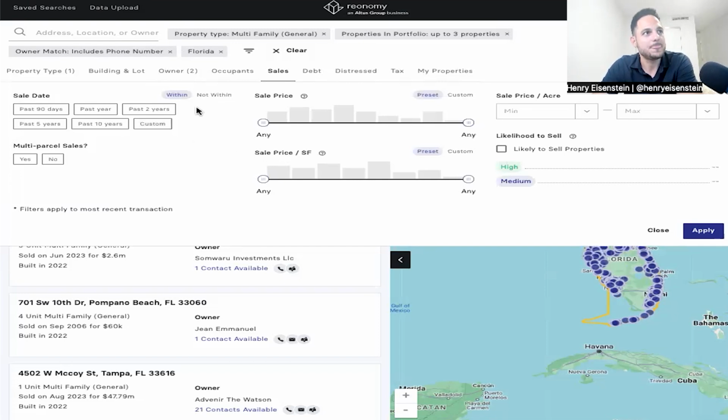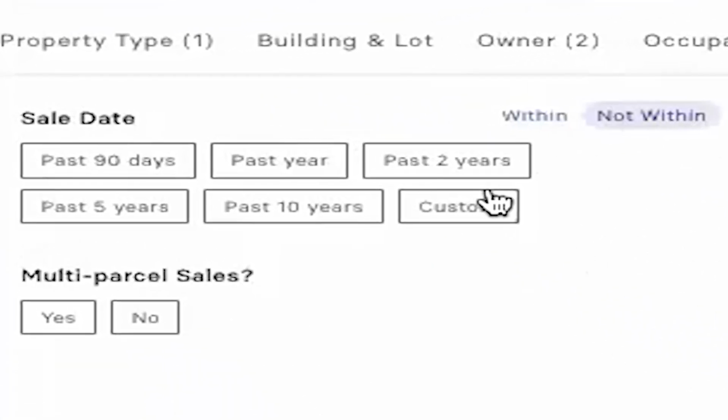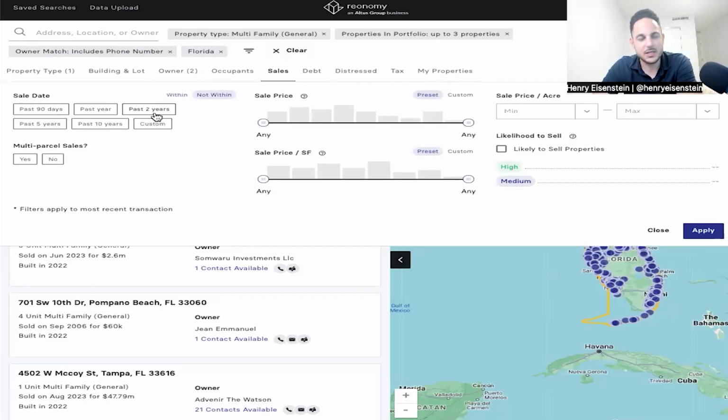So number 1, sale date, not within. I typically will do, I haven't played around with all these for the most part recently because of how many properties we've been prospecting. And obviously, last year, we did several 100,000 phone calls across my team. It's very hard to do that when you're only doing not sold within the last 10 years. So I try to do now the last 2 years, not sold within the last 2 years, which means they could have bought it during COVID, 2021.